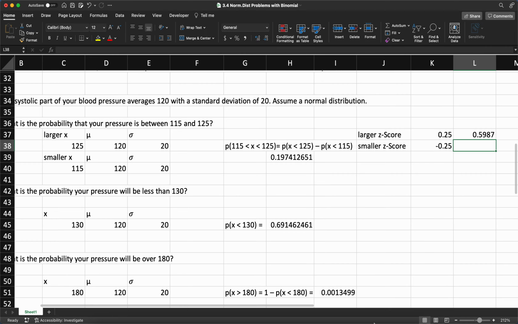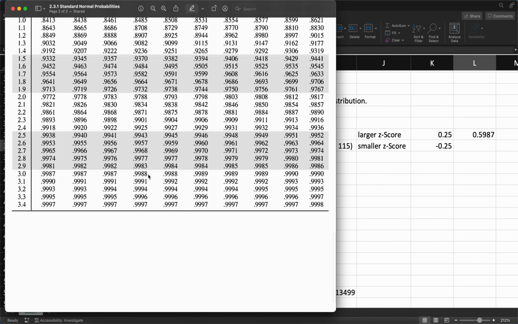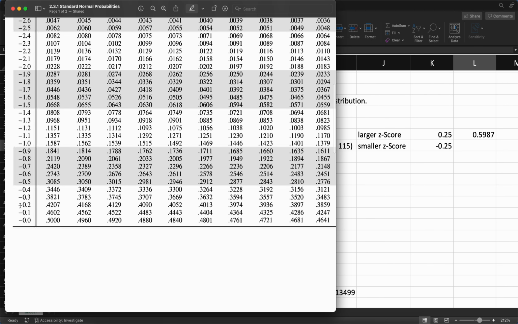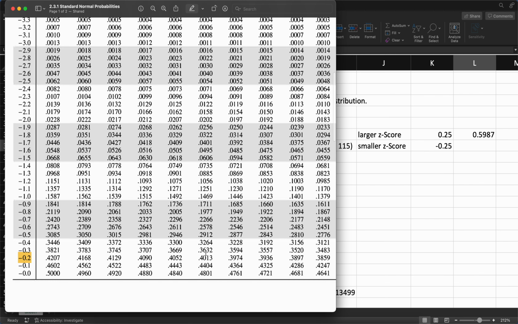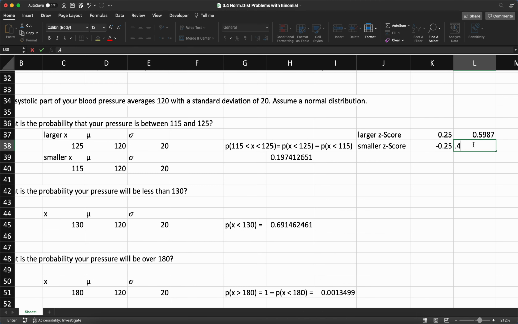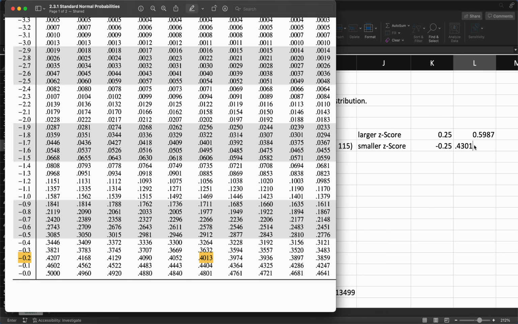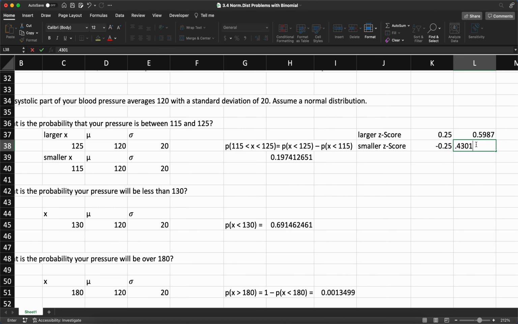And then if we look at the area under the curve below negative 0.25, which is up here, so here's negative 0.2, and then 0.5 is here, so we're going to follow that down, and we get 0.4013. Okay? And so what we would do is we would take the larger area and subtract the smaller area from it, and we'd get the area between the two things. And notice how this number comes out to be the same as this number here.